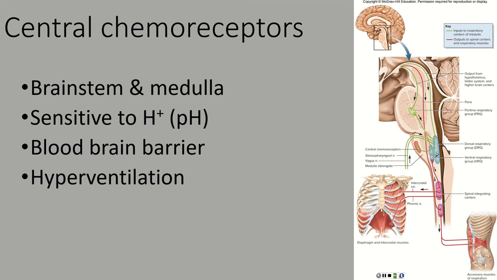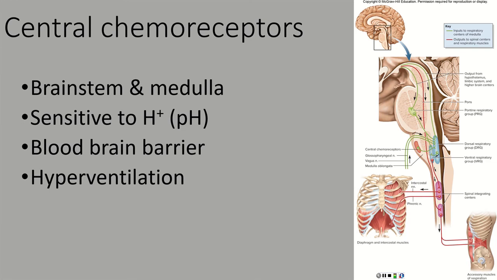So let's talk about those nerve endings, those special receptors that detect CO2 or pH or oxygen. The most important of those receptors are in the brain stem. They're actually in the front portion of the medulla, and they are called the central chemoreceptors. The central chemoreceptors are sensitive to pH, and really what they're sampling is that cerebrospinal fluid.